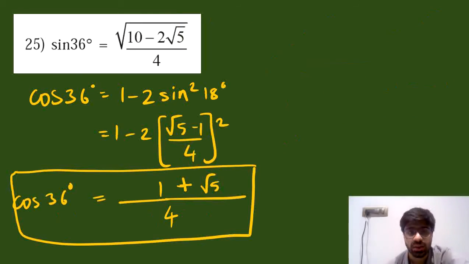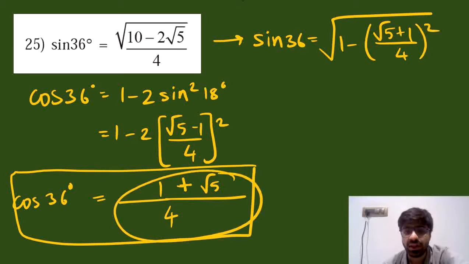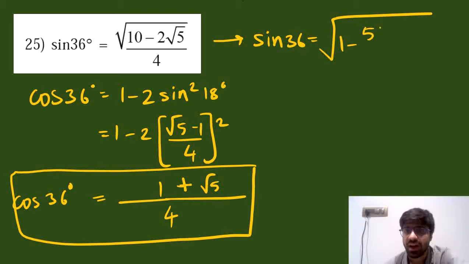And now you need sine 36. Now to find sine 36, all you need to do is write sine 36 as root over 1 minus cos square 36. Now cos square 36 means the square of root 5 plus 1 divided by 4. We just got that value right here. So when we square this entire thing, we get 5 plus 2 root 5 plus 1, the whole divided by 16. 5 plus 1 would be equal to 6, and when you take a 2 common, it would be 3 plus root 5. Cancel off that 2 with the 16 here and you have an 8 here.